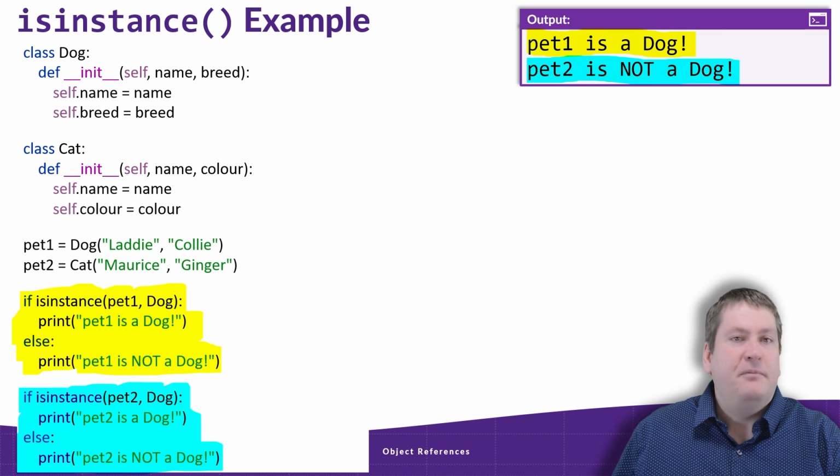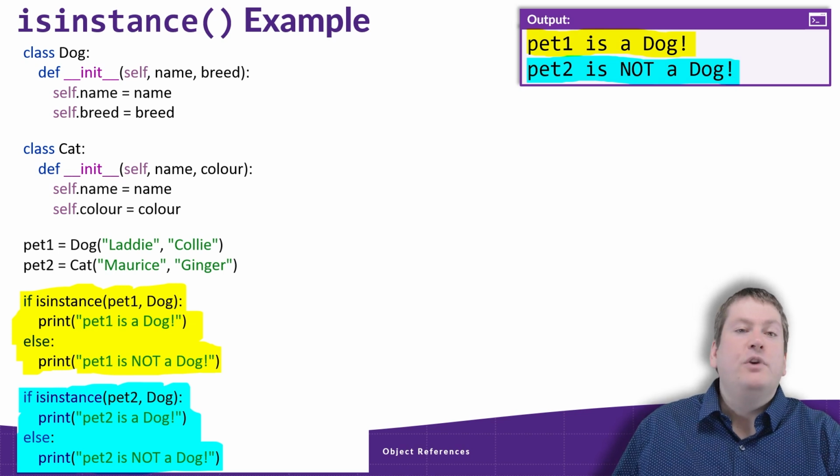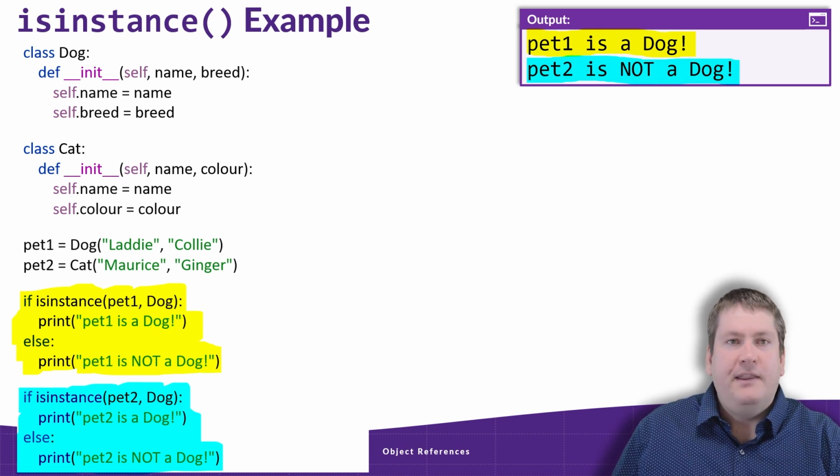This isinstance method can be very useful for checking to see what an object is. Is this an instance of a particular class? And that can be very useful if you're getting a parameter from a function or into a method, and you need to know what it is before you do something with it.